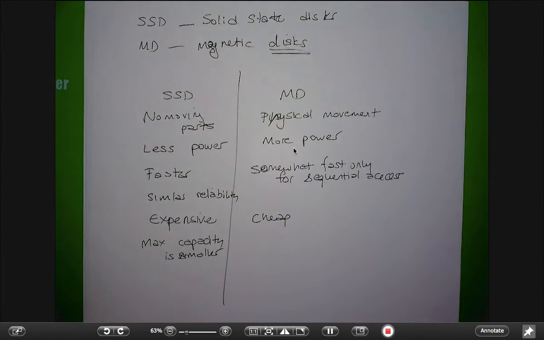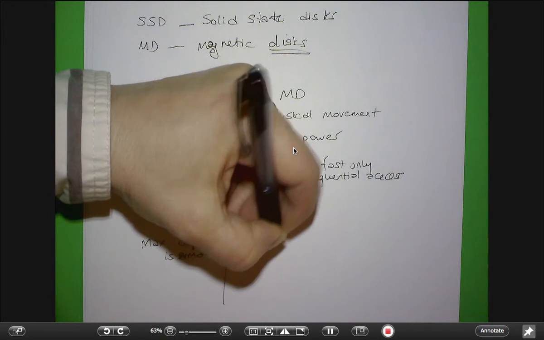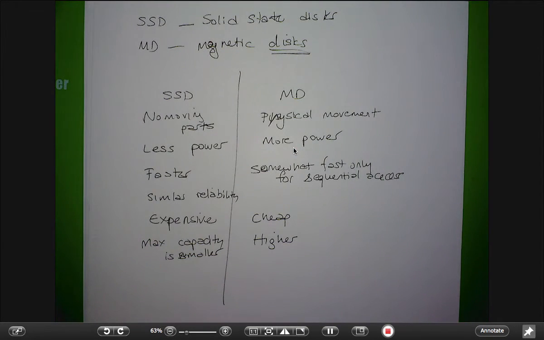You can get an easily 8 terabyte hard disk, but you may not find that many 8 terabyte solid state disks. Do you agree? Max capacity is smaller in general? All right. Well, that's okay. So this is higher. Okay. So what does that all mean?